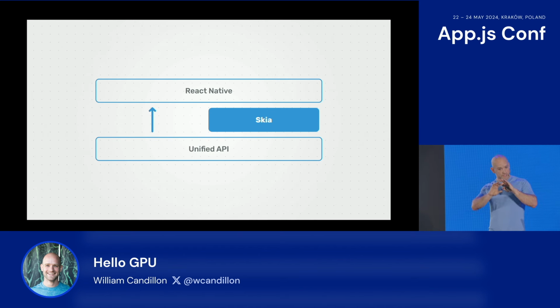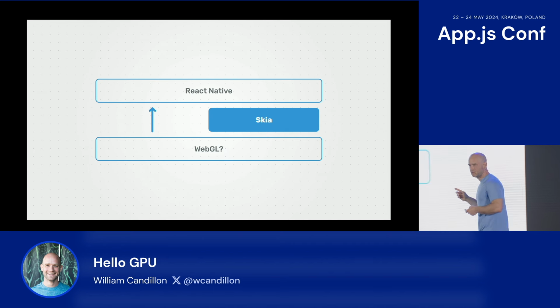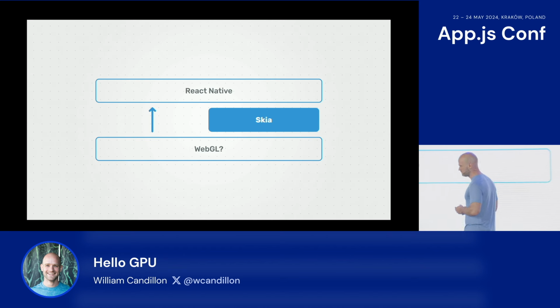So that's what we're going to do. We're going to use a unified 3D API across iOS and Android. We're going to run Skia on top of it. And this will enable people to run 3D libraries such as Three.js on top of React Native. So now we need a unified 3D API. What are we going to use? We're going to use OpenGL, right? No, we're not going to use OpenGL.